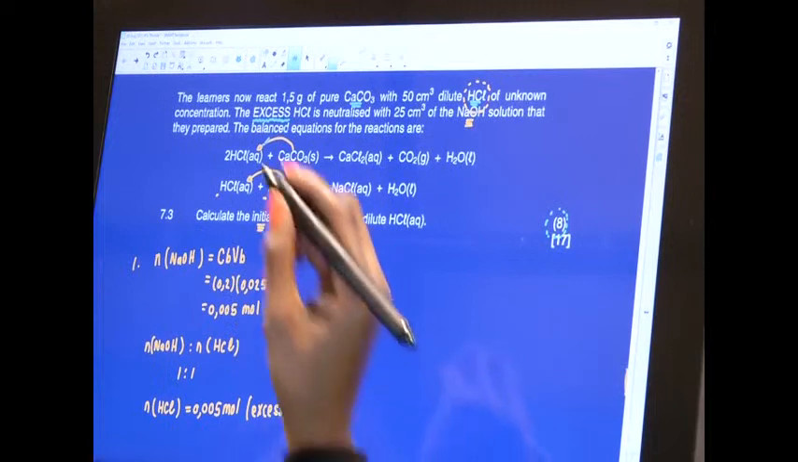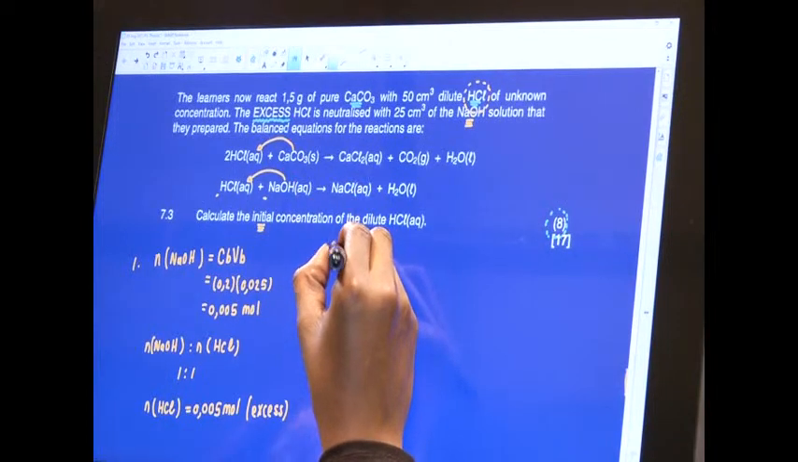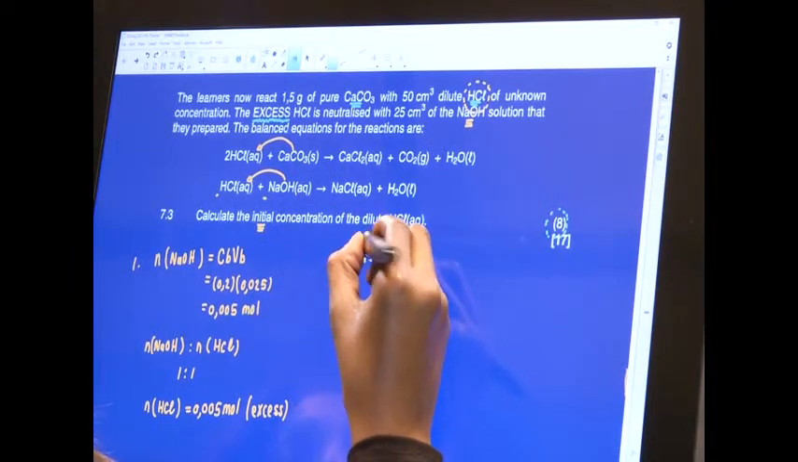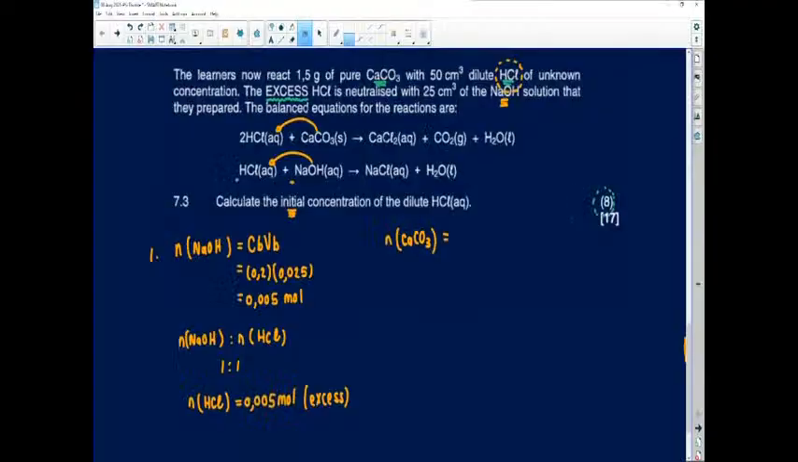Now remember, I am given, if I can find the moles, I can say the moles of CaCO3. I'm going to use the formula of m over big M. Why am I using this one? Because I'm given the grams of calcium carbonate. Small m is for mass, which is 1,5. My big M is my molar mass. Where do I find molar mass? That you find on the periodic table.